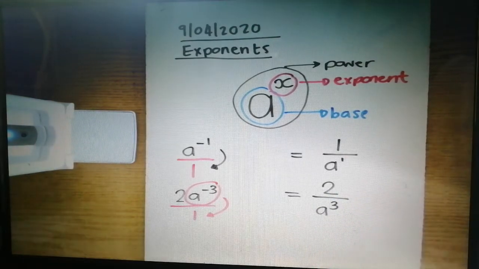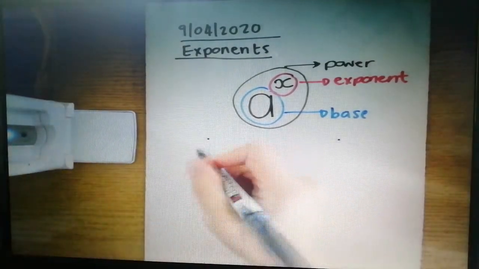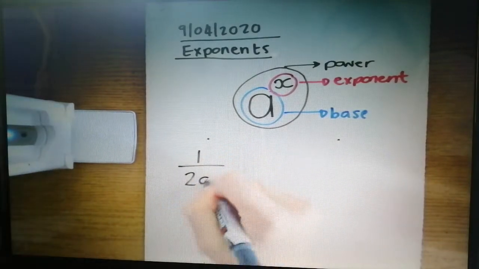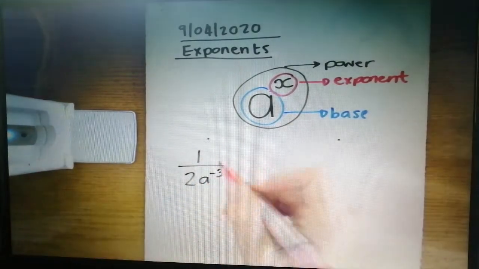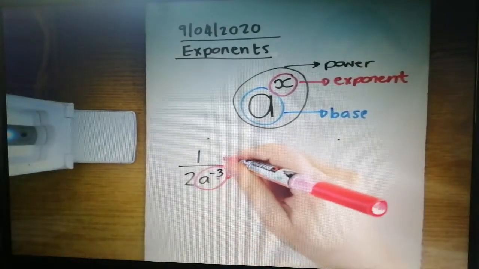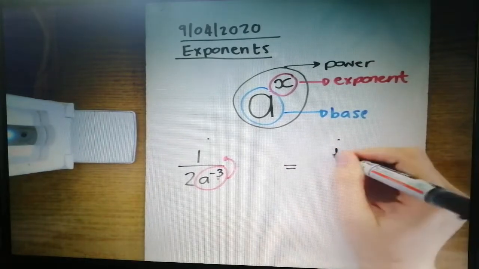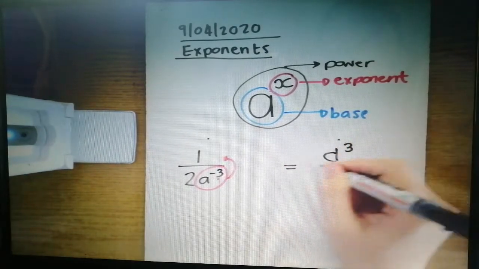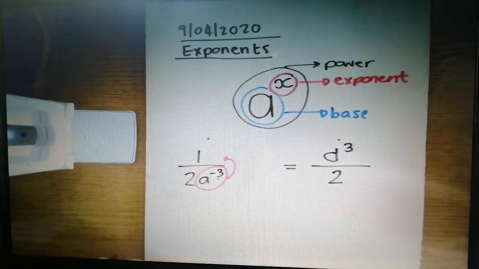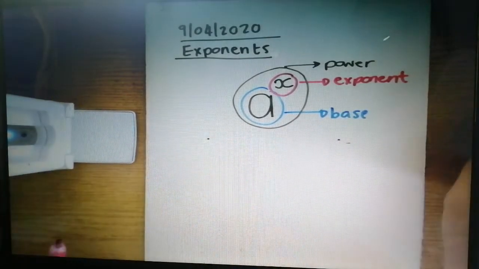This is familiar to you. You should remember it from grade 9. And it works in reverse as well. So say, for example, if I had 1 over 2a to the negative 3, I don't want this negative power because it's got a negative exponent. So I move it to the top. The 2 doesn't go anywhere because it's an integer. So I get a to the power of 3 on top over 2 at the bottom. Okay. That's a little bit of negative exponents.